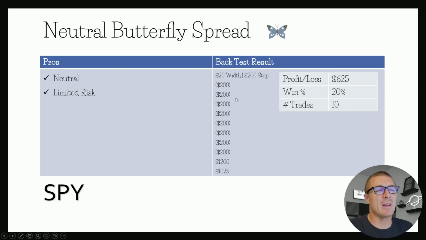Again, not a comprehensive backtest, only 10 different trades. You would want to run this through probably 1,000 or maybe 100 different trades over multiple different market conditions. Only had a 20% win rate, so that's nice to see that we were still able to come out with a profit.